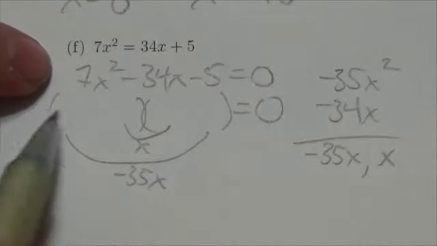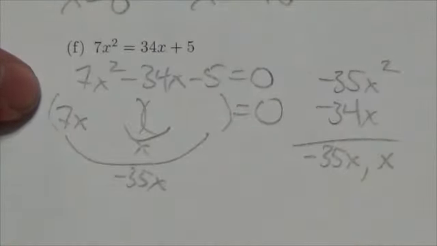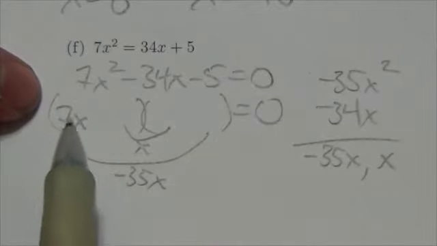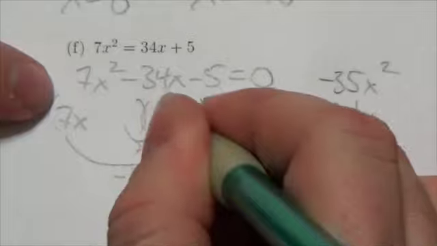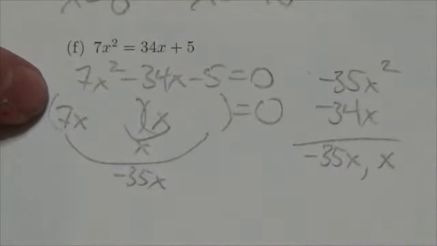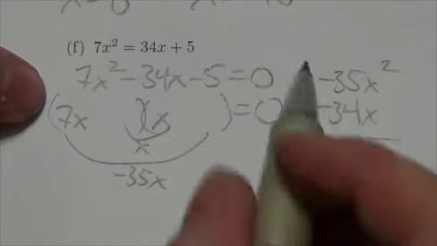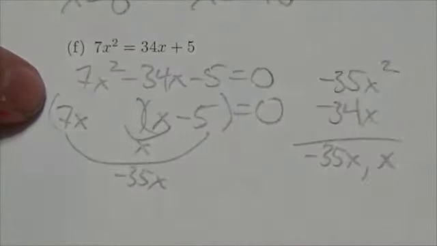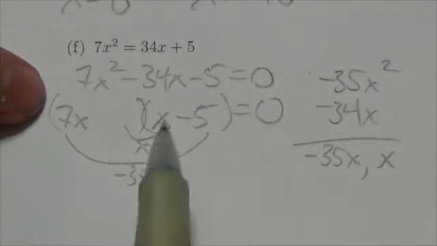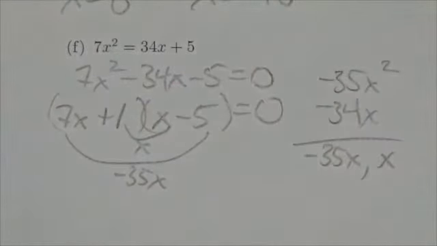So the largest factor of both of those would be 7x. So if this is 7x, and I want the product of the first two to be 7x squared, I've got to put another x over there. If this is 7x, and I want the outside product to be negative 35x, well, there's the x there, and then it's got to be 7 times negative 5. And if the inside product has to be equal to 1x, I should say, well, there's my x, which means I've got to have a plus 1 over there.